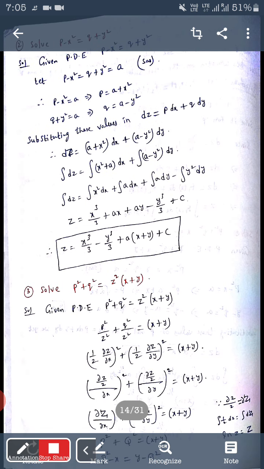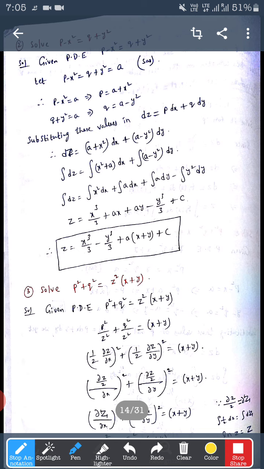Coming to the second example, p minus x whole square is equal to q plus y whole square. Here they have given it directly. That means p and x are on one side and q and y are on another side. You directly write p minus x whole square is equal to q plus y whole square is equal to a. That means p minus x whole square is equal to a. Solve this equation for p. Therefore, p is equal to square root of a plus x, and q plus y whole square is equal to a. Solve this equation for q, and therefore q is equal to square root of a minus y.